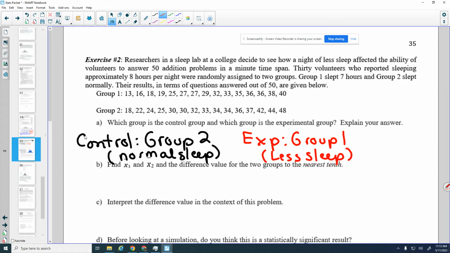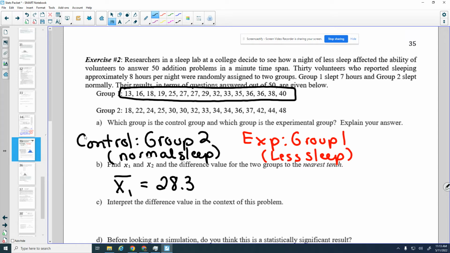So now we're going to find the average of the first group, so x sub 1 bar, and average of the second group, x sub 2 bar. Now I'm not going to get out the calculator. You could do this in list 1. Just make sure when you do your one variable stats, you get rid of the L2. But I can also just add up all these values and divide by how many there are. So there's 1, 2, 3, 4, 5, 6, 7, 8, 9, 10, 11, 12, 13, 14, 15. So there's 15 in each group. We would get an average of 28.3 for the first group.